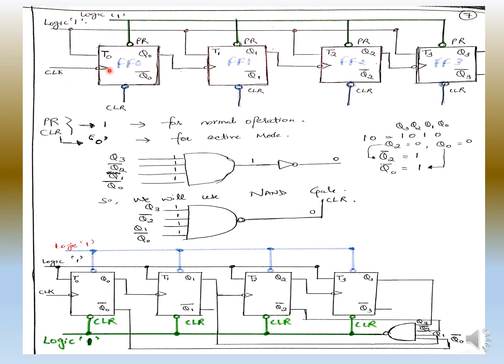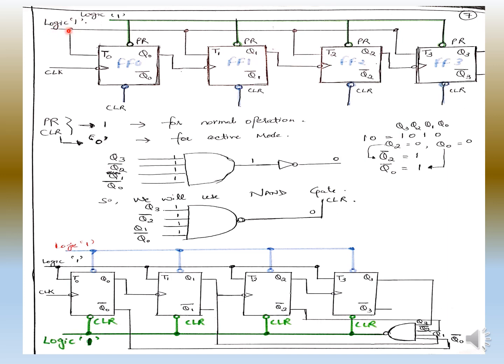It is the first clock pulse, and in the second clock pulse the output of the first flip-flop is fed to the clock of the second flip-flop. This is Q1 which is fed here, and this is Q2 which is fed to the next clock pulse. All the inputs are connected to logic 1, as I have shown: T3, T2, T1 and T0 are all connected to logic 1.